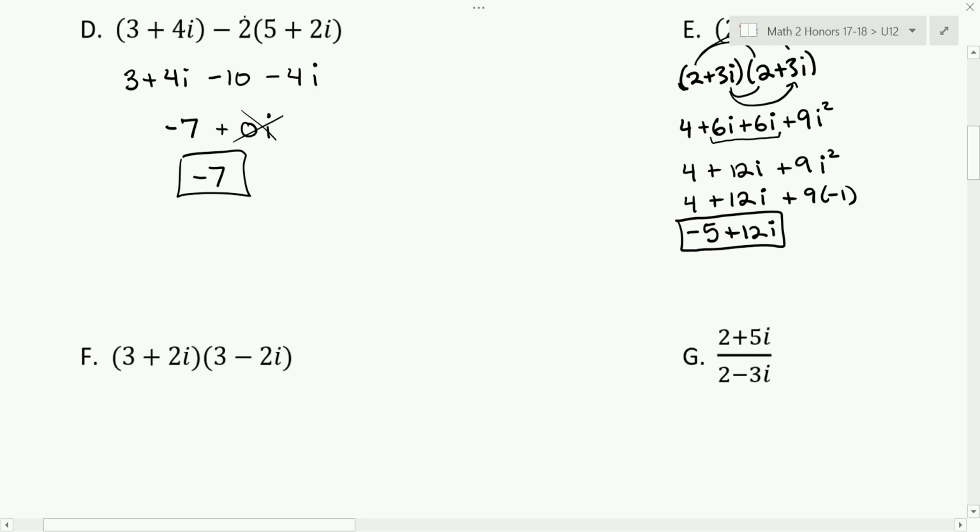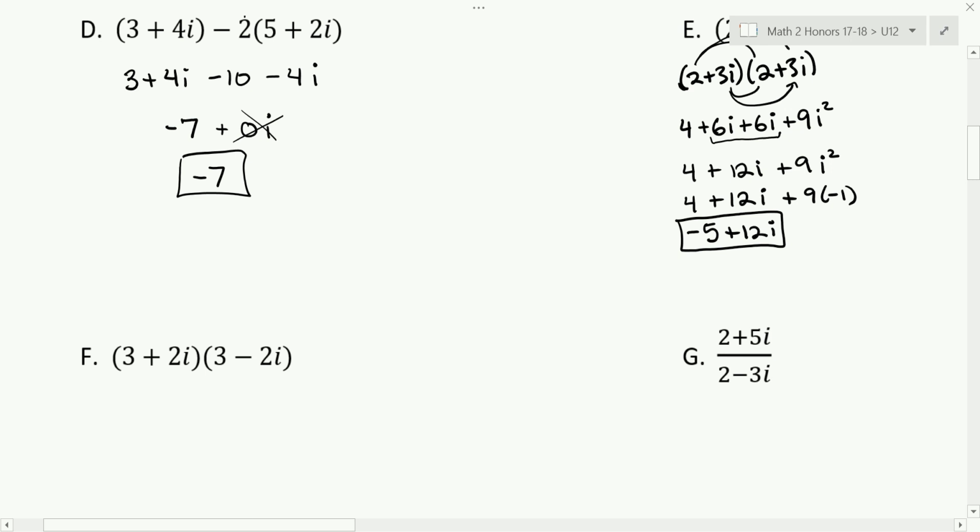Okay. So why don't you try f? We got two complex numbers again. Try multiplying those complex numbers together. Something magical happens here. What happened?